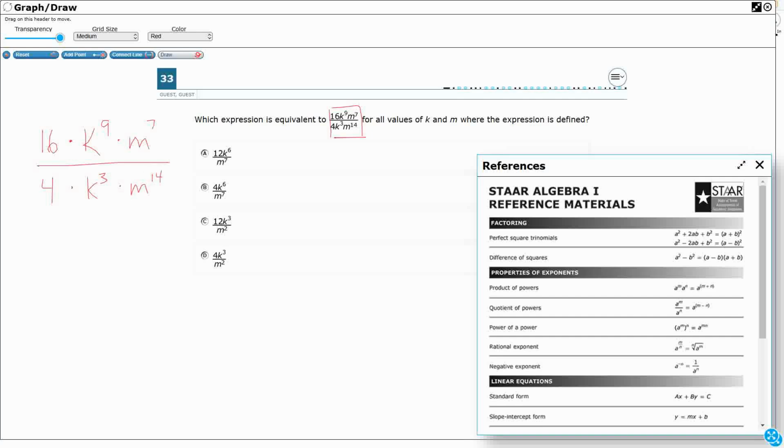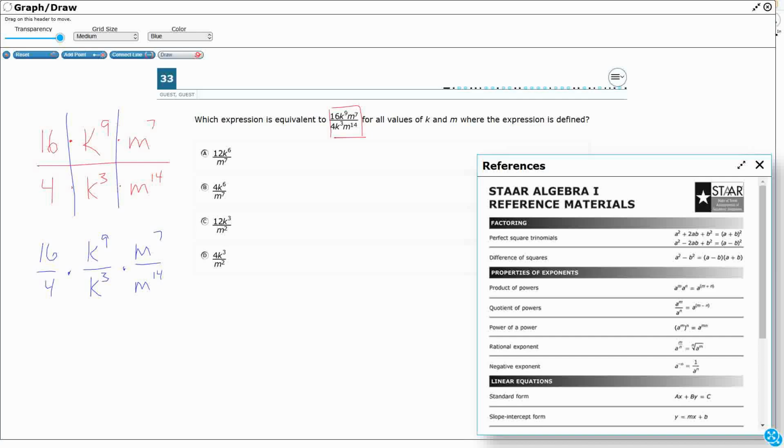Right? Because what we can basically do is just chop that large division problem, that large fraction, into these 3 equal parts. And what you're going to get is this 16 over 4 times k to the 9 over k to the 3 times m to the 7 over m to the 14.